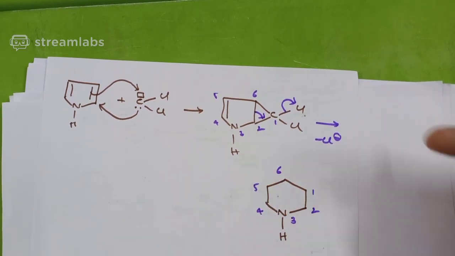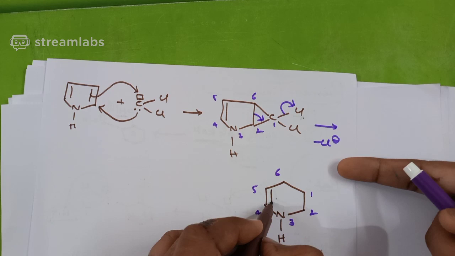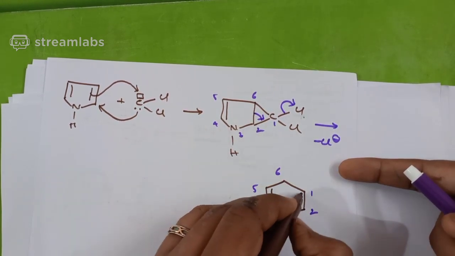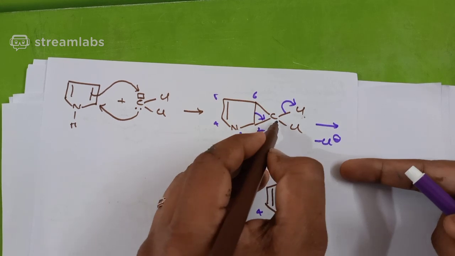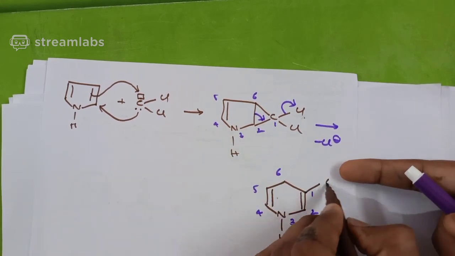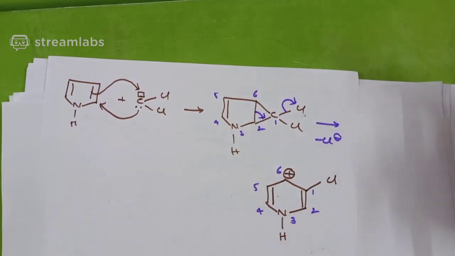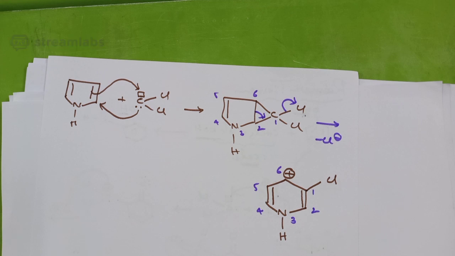See here. 4, 5 having double bond. 3 has nitrogen, right? And 1, 2 new double bond is formed. And chlorinated 1. The 6th one has positive charge because it loses a bond. Check carefully. That is important. 1, 2 new bond formed. Cl, 1 Cl removed. Now only 1 Cl is there at first carbon. The 6th one has positive charge because it loses electrons.